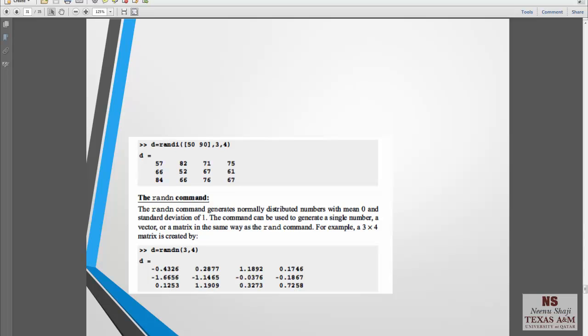Next we come to randn. The randn command generates normally distributed numbers. As the n indicates, it generates a normally distributed set of numbers with mean 0 and standard deviation of 1. The command can be used to generate a single number, a vector, or a matrix in the same way as the rand command. For example, a 3 by 4 matrix is created as randn 3, 4.